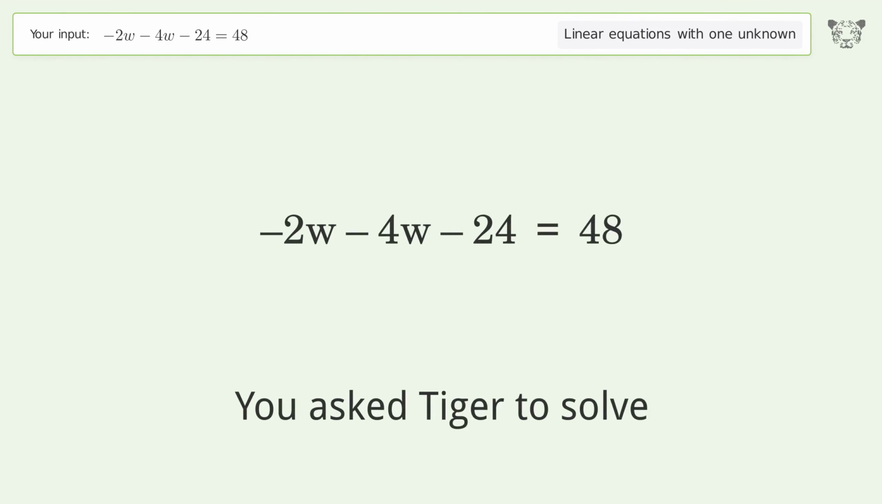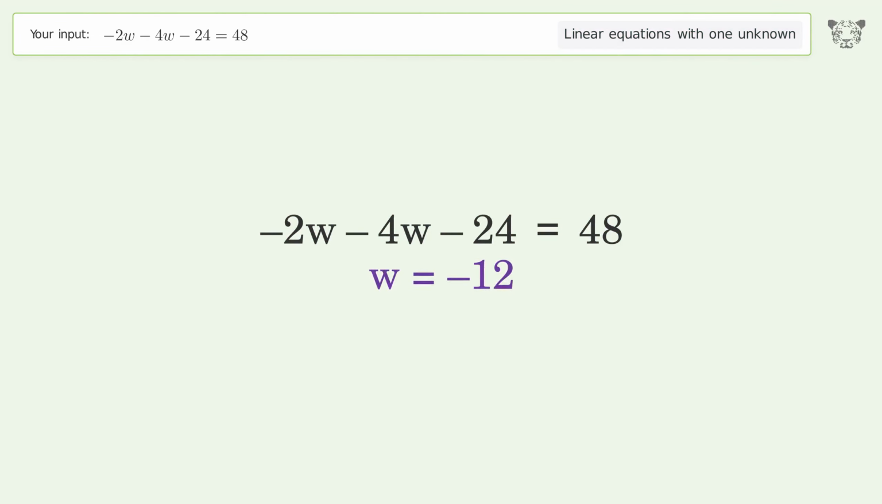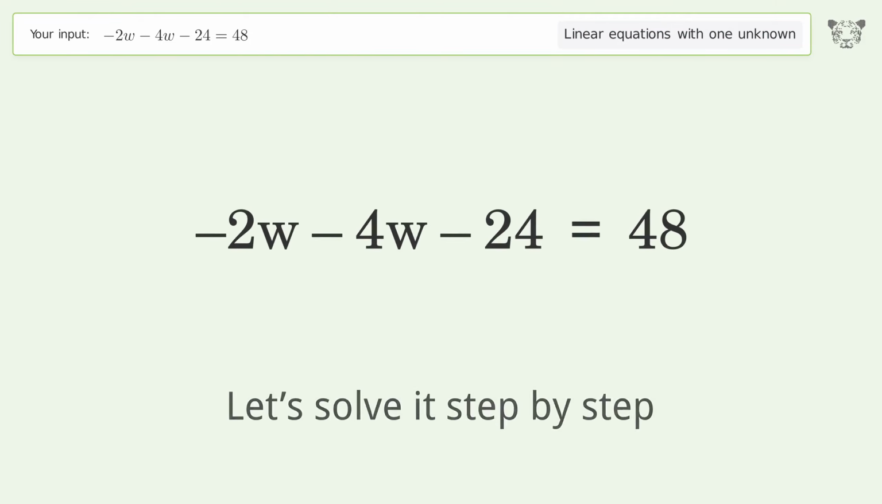You ask Tiger to solve. This deals with linear equations with one unknown. The final result is w equals -12. Let's solve it step by step.